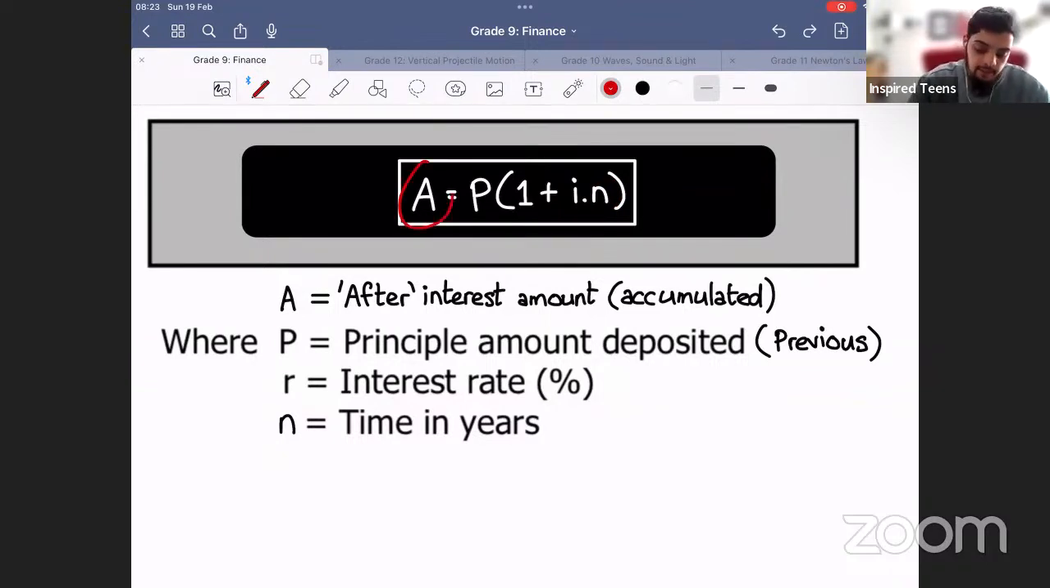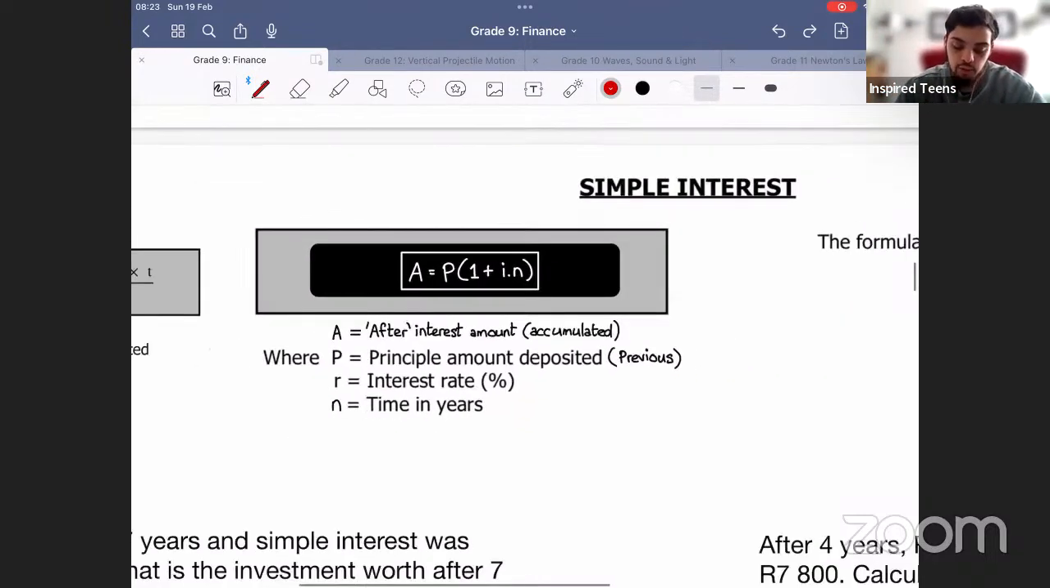So one more time, let's start off with P, and then we'll work to A last. P is just the principal amount, or prior to interest. I is an interest rate. N is the number of years, and then A is after those number of years, and after you add all the interest, that's how much the amount grows to. That's what A is, after interest amount or accumulated amount.